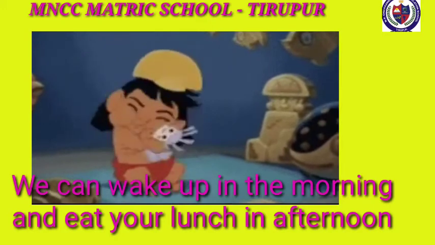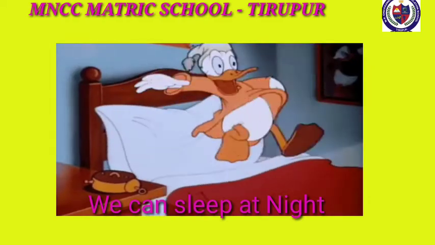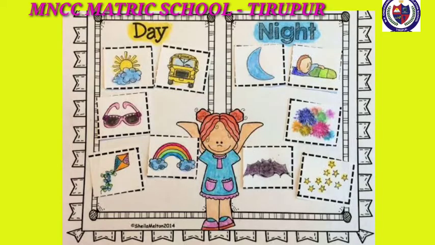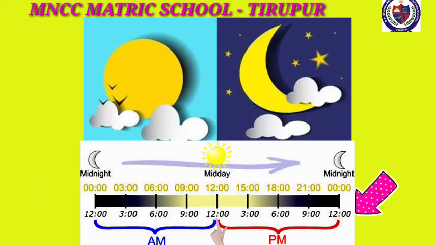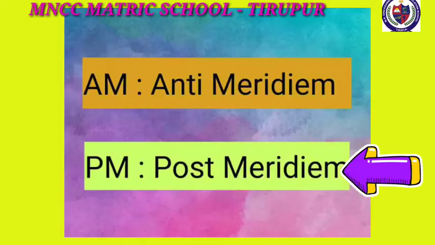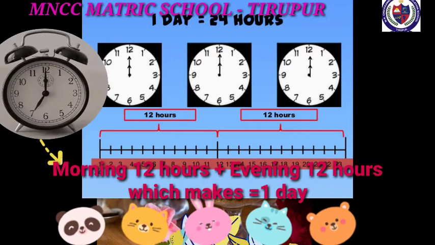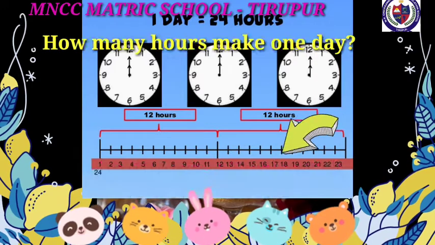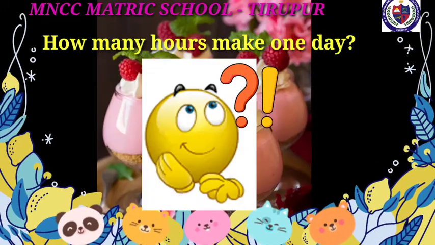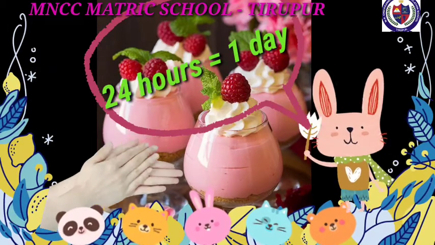Let us see some examples for day and night. We wake up in the morning, eat our lunch in the afternoon, sleep at night. These are our routine habits of day and night. AM starts from midnight 12 o'clock to midday 11:59 and PM starts from midday 12 o'clock to midnight 12 o'clock. See the picture. AM means ante-meridiem and PM means post-meridiem. Students, look at the picture. An hour hand or short hand rotates twice a day. Students, did you know how many hours make one day? Yes, 12 plus 12, 24 hours make one day.